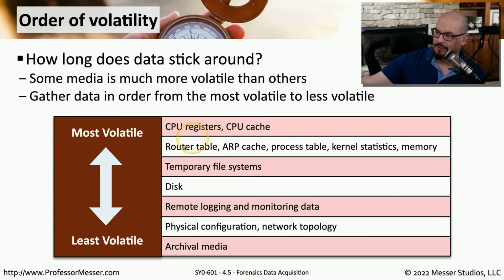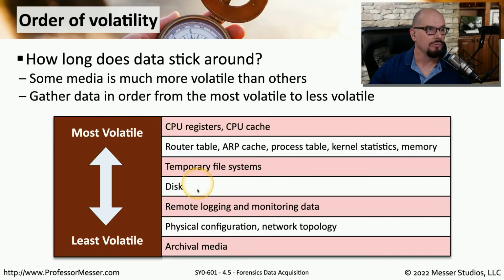Also on the list, things like a router table and ARP cache and other things are in the memory of your systems. Those are certainly very volatile because they will be gone very quickly. Temporary file systems stick around a little bit longer. Information you stored on a disk is even longer. Remote logging and monitoring data may even be kept for an extremely long amount of time. So you can see the farther you go down this list, the longer the data is there.